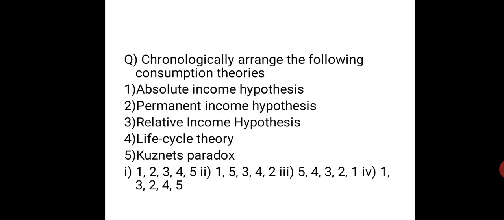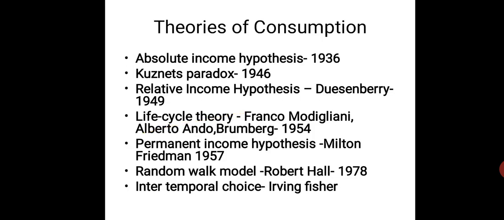And we know that Kuznets paradox is something that criticized, or found loopholes in absolute income hypothesis and came out with a theory. Kuznets came out with a theory telling that Keynes theory has some loopholes, and this is that. So we know that first has to be Keynes and then has to be Kuznets, right? So use some kind of logic if we are not able to memorize the theories' establishment, right?